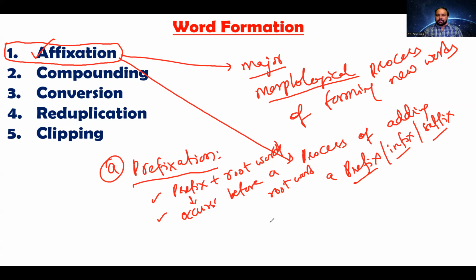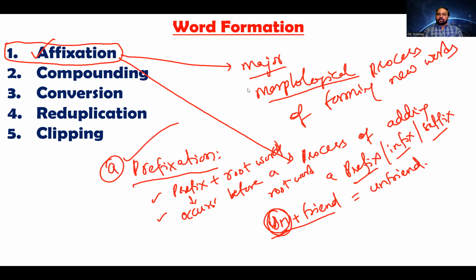Okay, for example, friend is a root word. And in order to coin a new word, here I am using the prefix un. By adding this prefix, a new word is coined, that is unfriend. So how is this formed? By adding a prefix, and this adding of prefix is known as prefixation. We call it the prefixation.